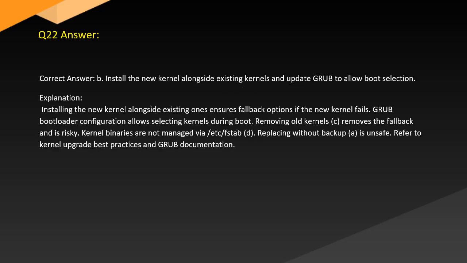Answer. Correct answer: B. Install the new kernel alongside existing kernels and update GRUB to allow boot selection. Explanation. Installing the new kernel alongside existing ones ensures fallback options if the new kernel fails. GRUB bootloader configuration allows selecting kernels during boot. C. Removing old kernels removes the fallback and is risky. Kernel binaries are not managed via fstab. D. Replacing without backup, A, is unsafe. Kernel upgrade best practices are in the GRUB documentation.